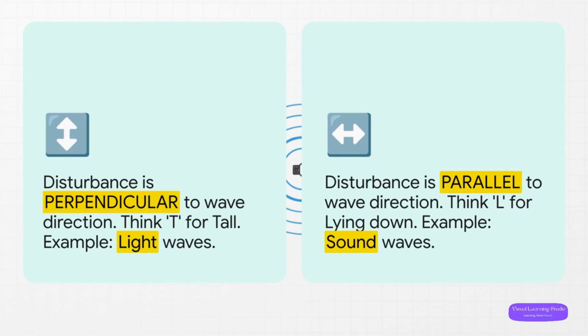Okay, look carefully. On the left, we've got transverse waves. This is where the particles of the medium move perpendicular, or at a right angle, to the direction the wave is going. Think of our rope again. Your hand moved up and down, but the wave moved forward. Here's the trick. Think of the letter T in transverse. It stands up tall, just like that up and down motion. Now look at longitudinal waves on the right. Here, the particles just shuffle back and forth, parallel to the wave's direction.